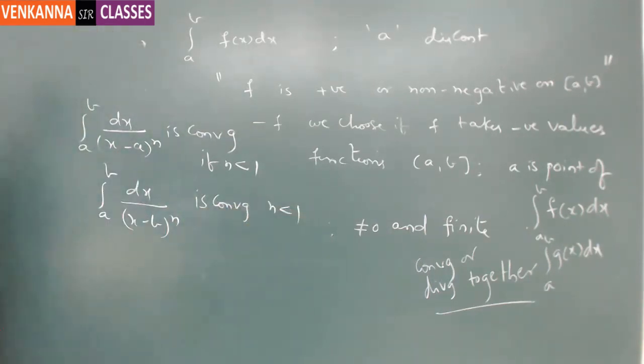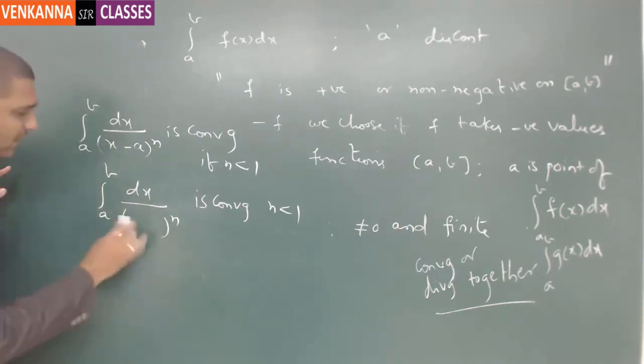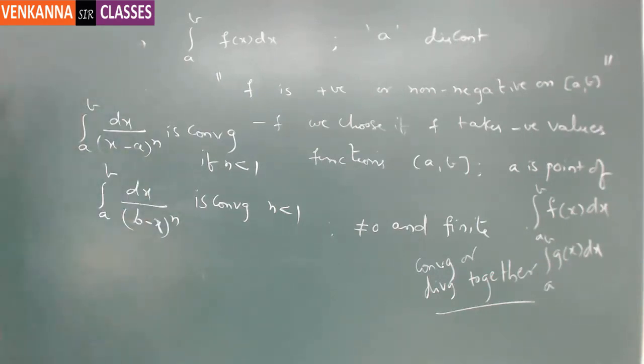So here we need to understand, if a is a point of discontinuity, it is of the form (x minus a) whole power n. If b is a point of discontinuity, it will be of the form (b minus x) whole power n. So here a is the point of discontinuity, we should take x minus a. For b, we should take (b minus x) whole power n.